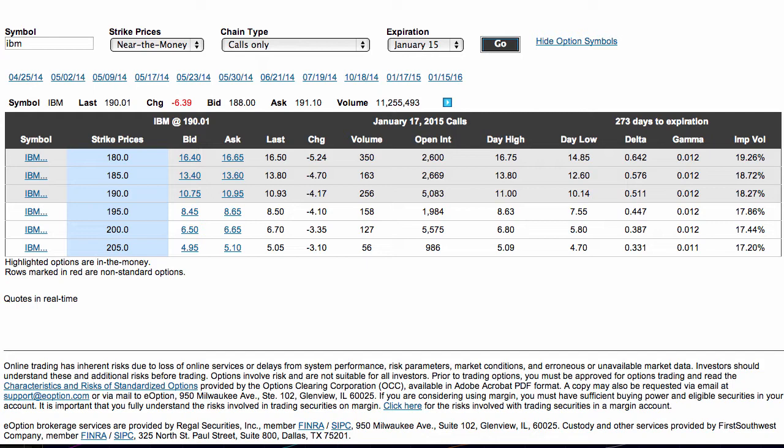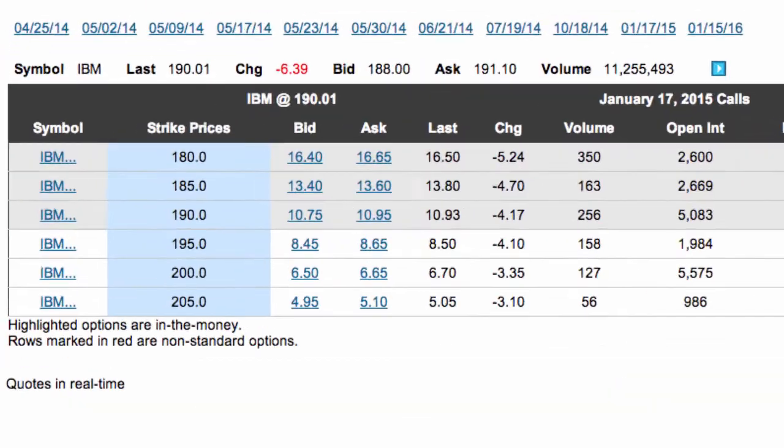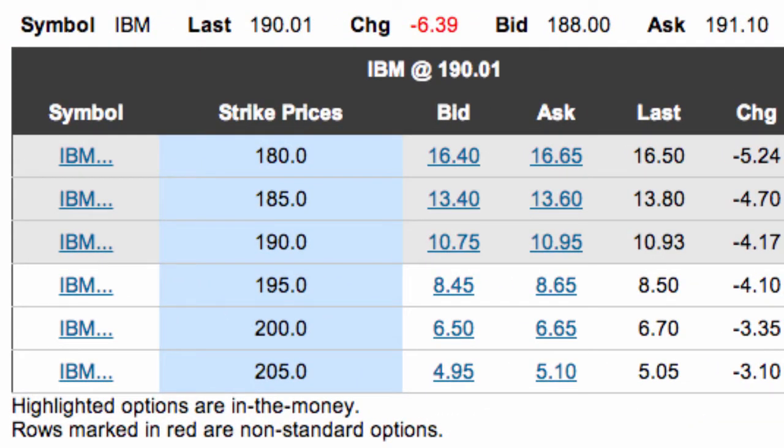On this particular tutorial, we're going to talk about something called liquidity. It has a lot to do with the bid and ask, which has a lot to do with determining whether you can double or more than double your investment in a day. In this example, we're looking at IBM, at the first strike price out of the money, $195.